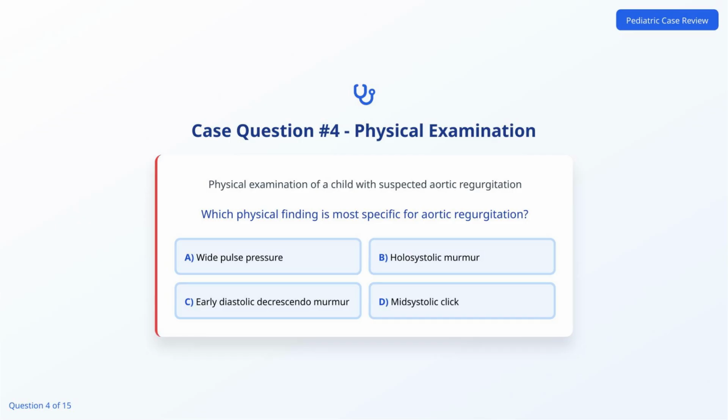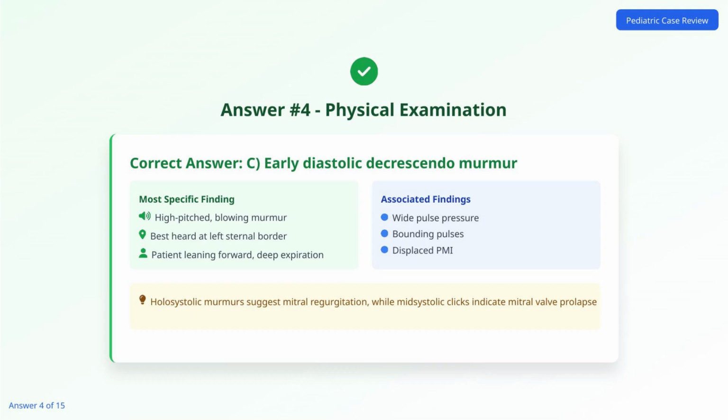You are performing a physical examination on a child with suspected aortic regurgitation. Which of the following physical findings is most specific for aortic regurgitation? Is it A, wide pulse pressure, B, holosystolic murmur, C, early diastolic decrescendo murmur, or D, mid-systolic click? The correct answer is C, early diastolic decrescendo murmur.